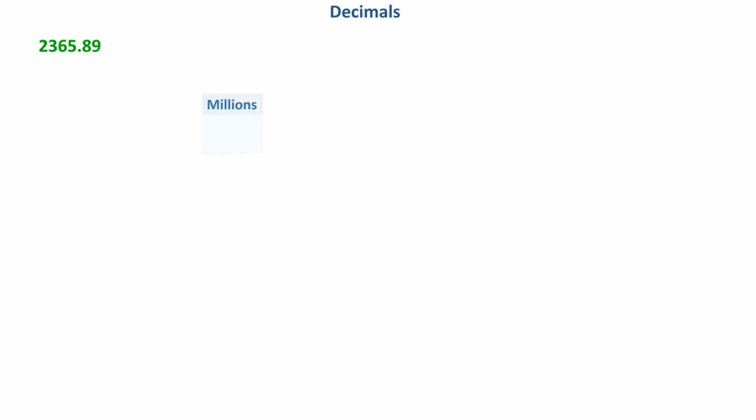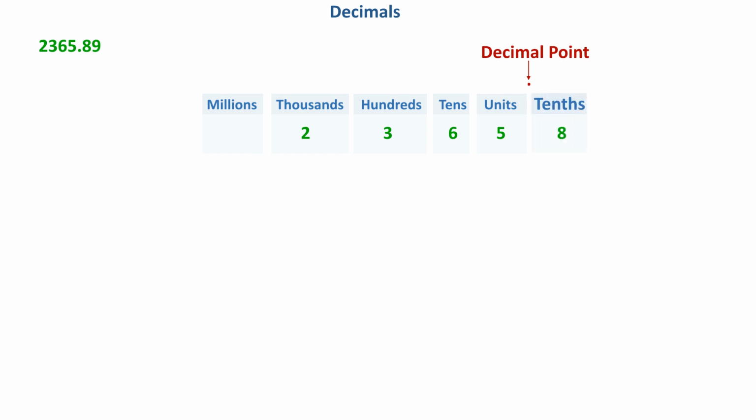If we were to put this decimal number into a place value table, we'd do it like this. First of all, we'd have a 2 in the thousands column, a 3 in the hundreds, a 6 in the tens, and a 5 in the units. This is all stuff that we've covered before. Then we add in our decimal point, and the next column along from our units column is the tenths column. So we have 8 of these, and then the next column along is going to be a hundredths column, and we're going to have 9 of those. So you can probably see that we have 10 tenths per unit and 100 hundredths per unit.